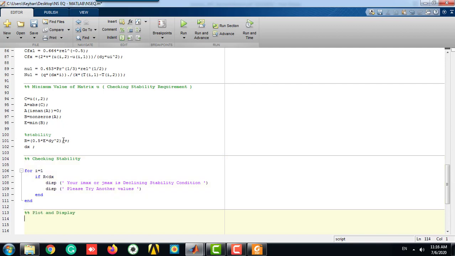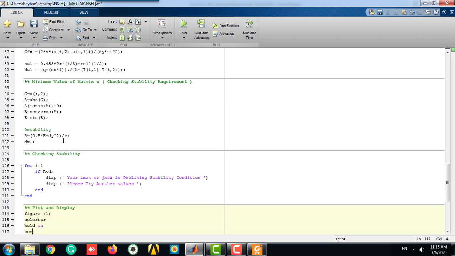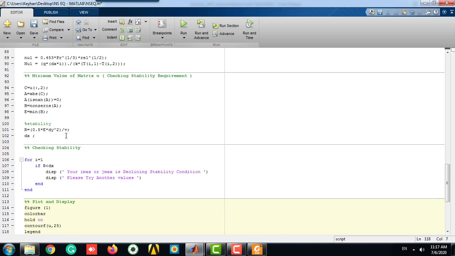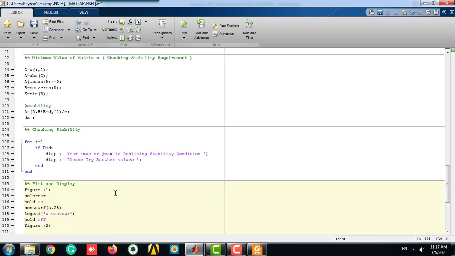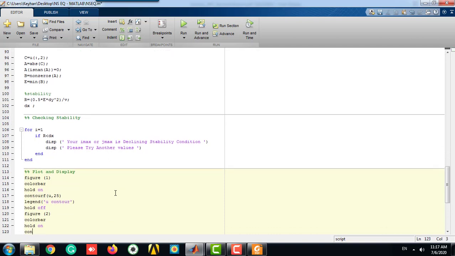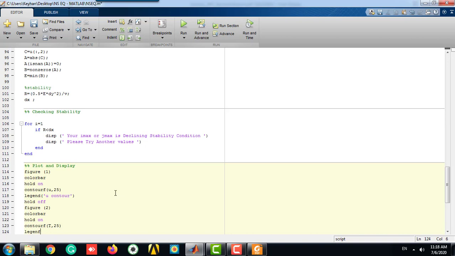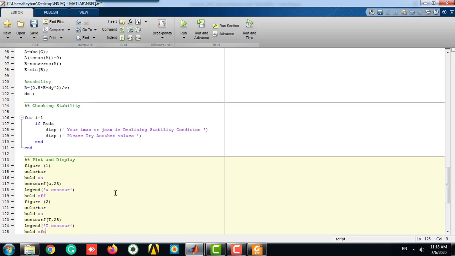After defining all the codes from Navier-Stokes and energy equations, we need to display our results. So for presenting u and t, we go to contourf u25 and contourf t25.